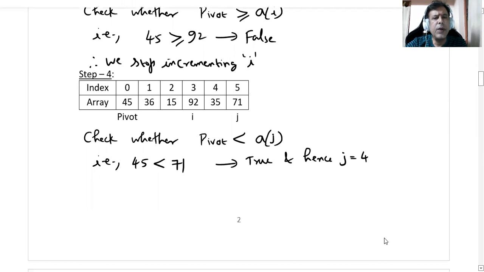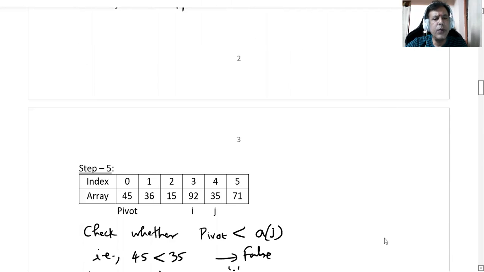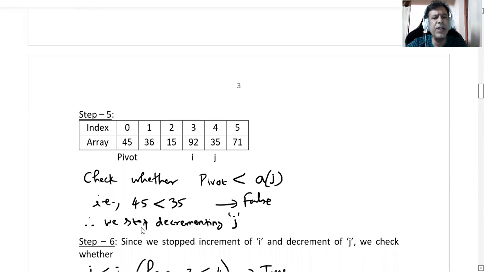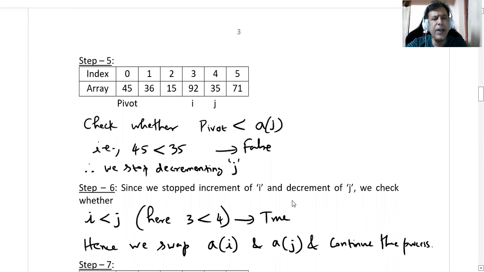Then subsequently, in step 5, you again check the pivot whether it is less than AJ or not. Means 45, is it less than 35? No, it is false. So we stop decrementing J. Now, since we stopped incrementing and decrementing I and J respectively, we check whether I is less than J or not. Means here I is 3, J is 4.